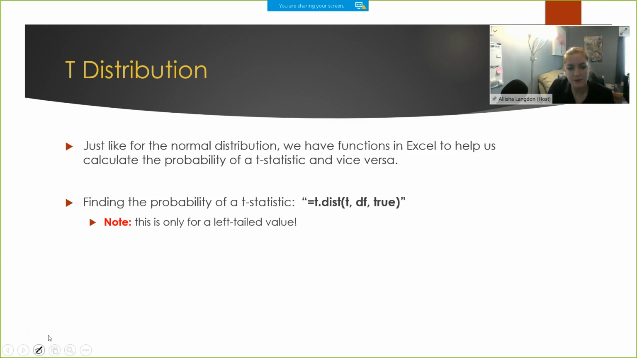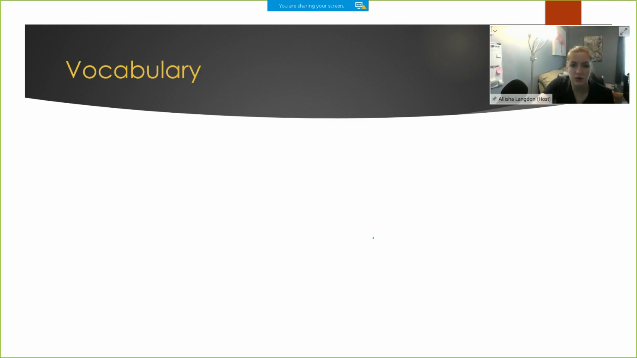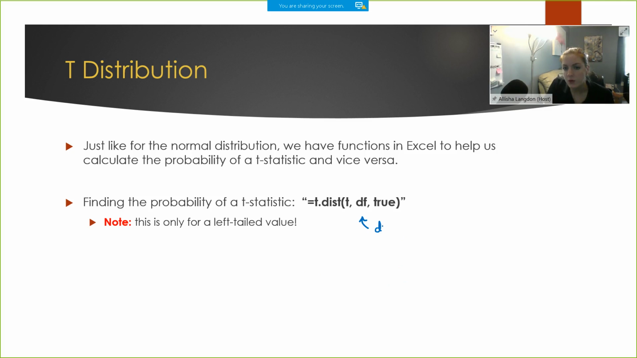That df stands for degrees of freedom. I don't think I put it on here, so let me write it on here. Degrees of freedom, which is just your sample size, n, minus 1. So for my students, we talked about 200 students, my degrees of freedom would be 200 minus 1, or 199. So you're just taking 1 away from your sample size. And then, of course, our favorite word, true.